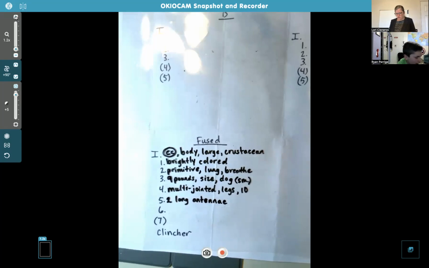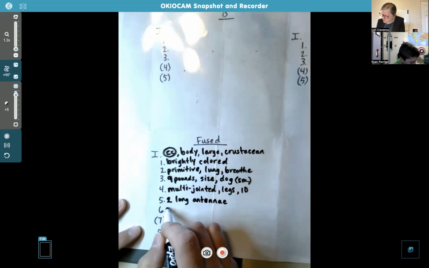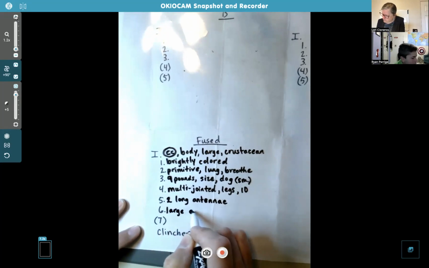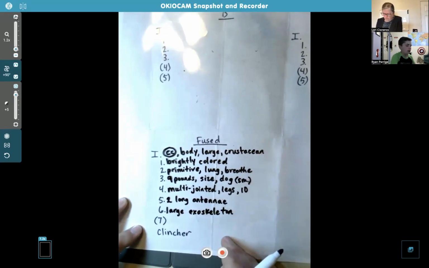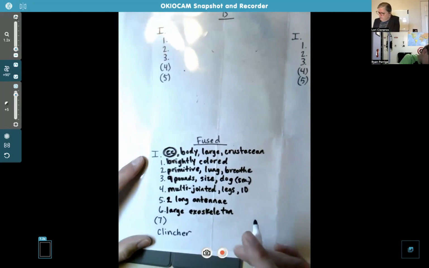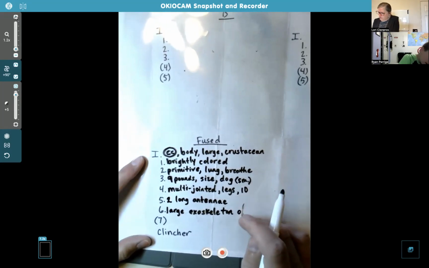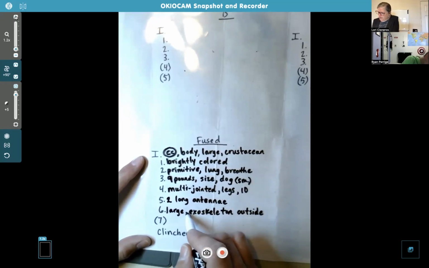And the last fact is they have a large exoskeleton. Okay. Let's put the word outside after that too, just as a third word to kind of explain what that is.